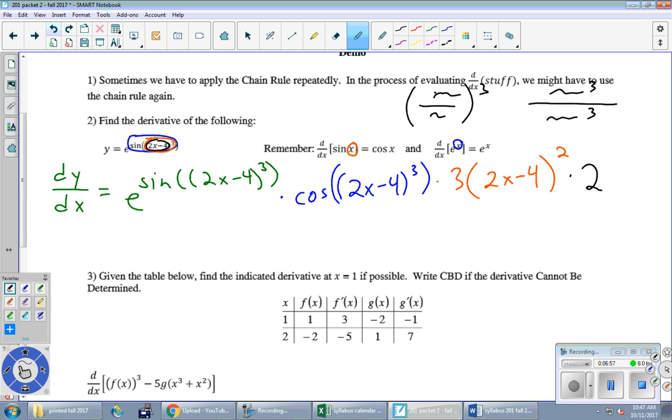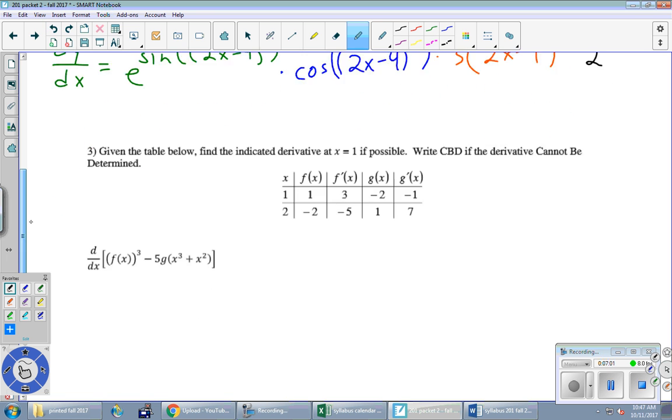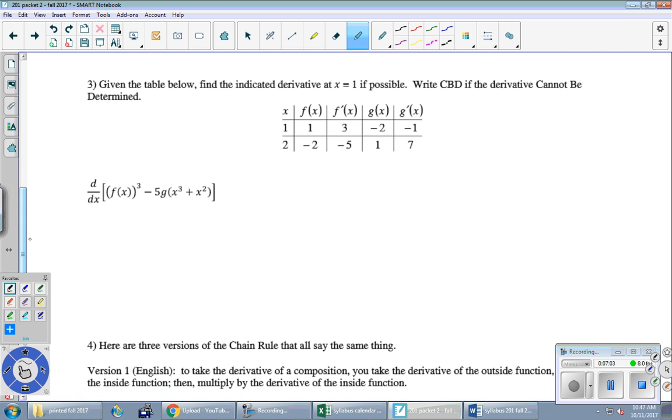Okay, number 3, given the table below. So that's multiple applications of the chain rule. Here is a numerical example of the chain rule. Given the table below, find the indicated derivative at x equals 1 if possible. So we are looking for the derivative of this thing right here, the crazy function f of x, that whole thing cubed, minus 5 times g of x cubed plus x squared. So we want the derivative of that thing evaluated at x equals 1.